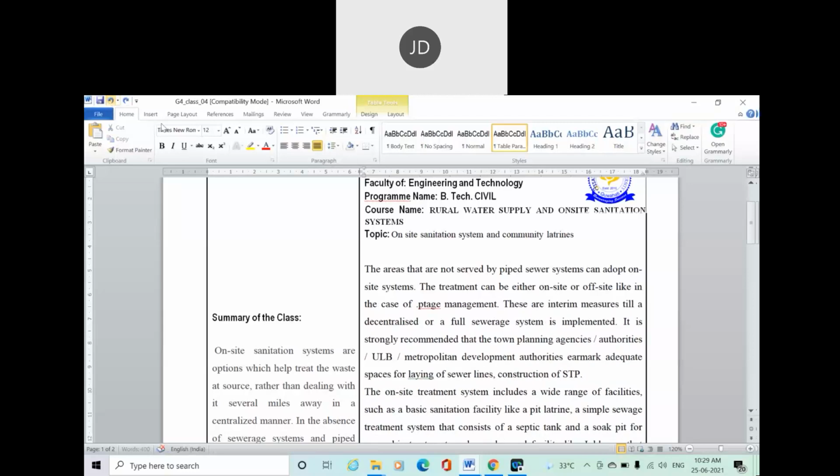Since there is no facility for centralized waste collection and treatment, it is strongly recommended that the town planning agencies, authorities, or metropolitan development authority, that is your municipality authority, mark adequate space for laying the sewer lines or construction of an STP. What is STP? Your sewage treatment plant, basically.